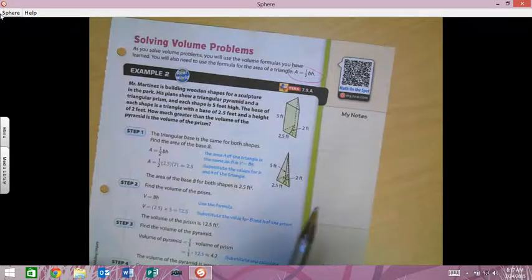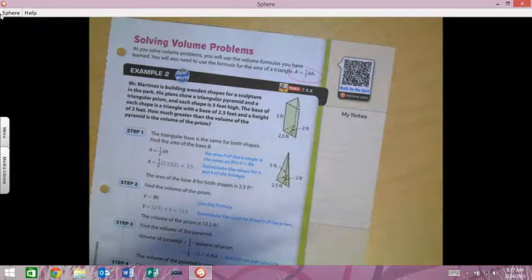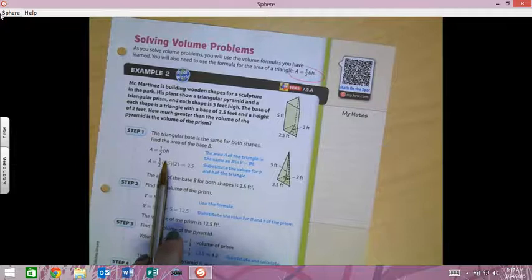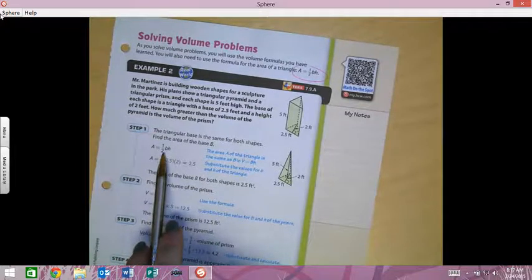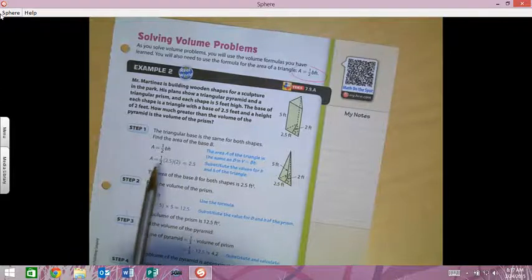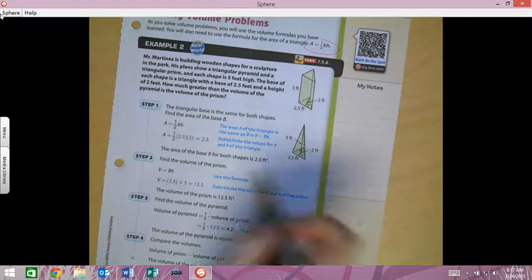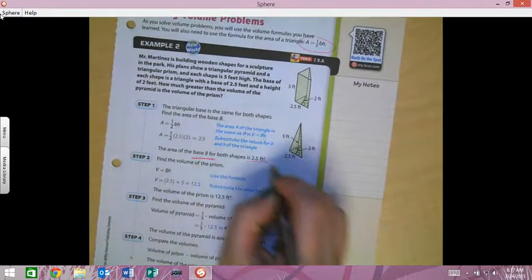So, the triangular base is the same for both shapes, so no matter what, we have to find the area of the base. We've got to have that big B. So we would do 1/2 base times height, which in this case is 1/2 of 2.5 times 2. Well, I know half of 2 is 1, and 1 times 2.5 is 2.5. Yay! That's an easy one. So our big B for both of these is going to be 2.5 square feet.